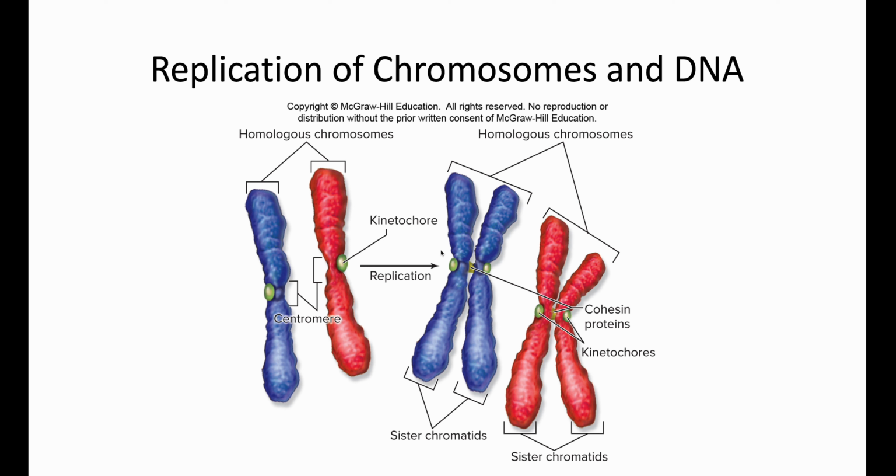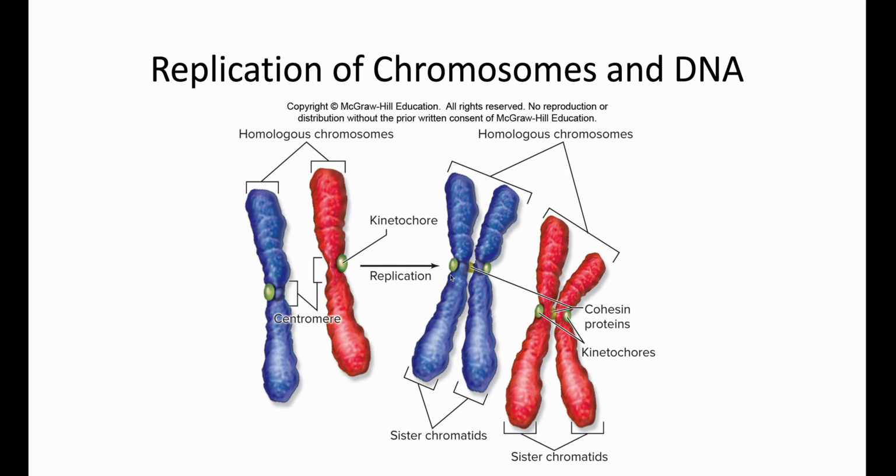Then on the red chromosome, we have a left sister chromatid here, and a right sister chromatid here, and that is one chromosome made up of two sister chromatids. So try and get straight the naming of chromosomes. This is a chromosome, this is a chromosome, this is a chromosome, and this is a chromosome.